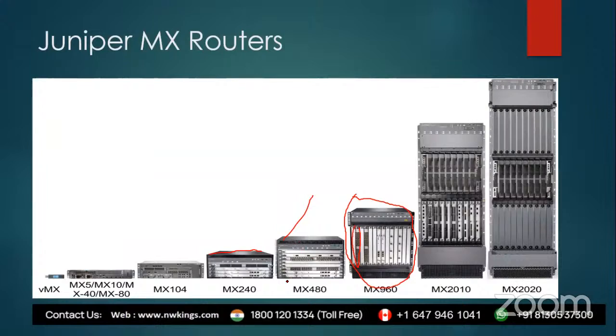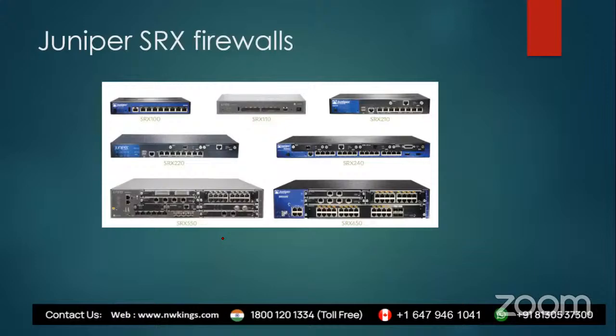Each and every model has its own identification. Like the MX240 chassis looks like this. It has 4 slots. MX480 has 8 slots, MX960 has 12 slots, and so on. Chassis is called this dabba, where we have all the slots. At the rear end you will install power modules and fan tray. Any other queries regarding hardware?